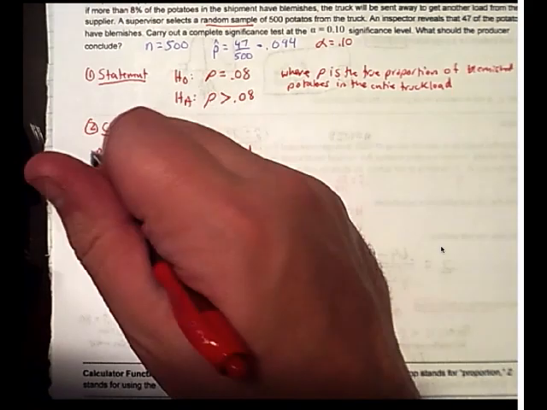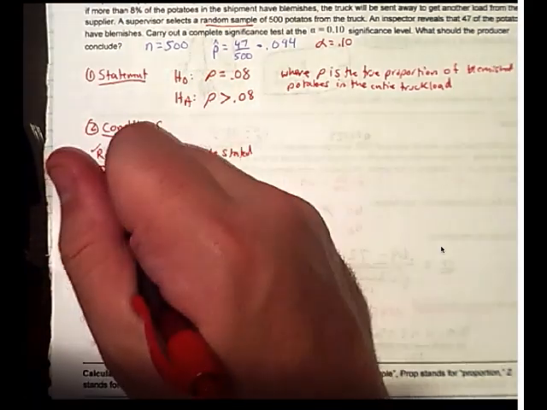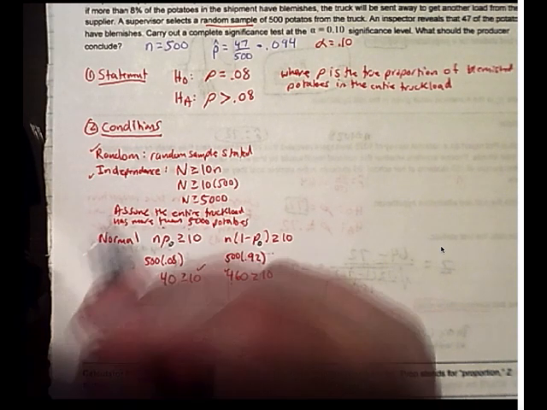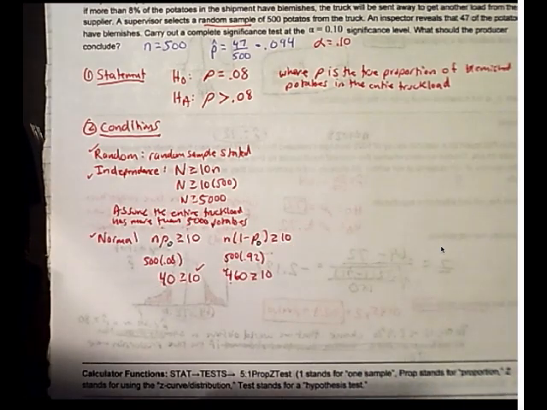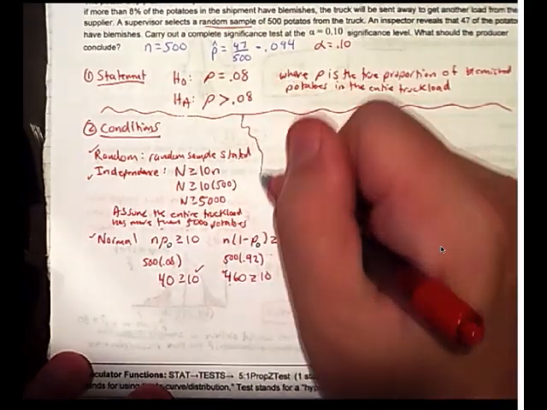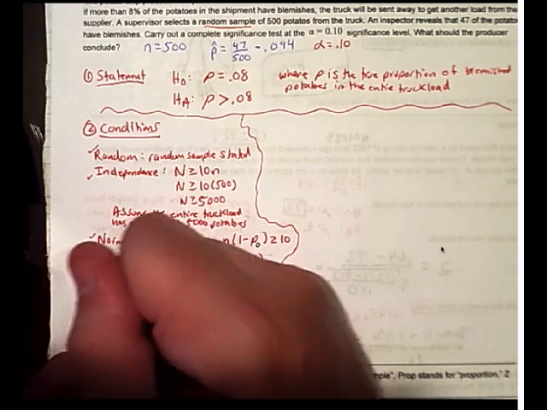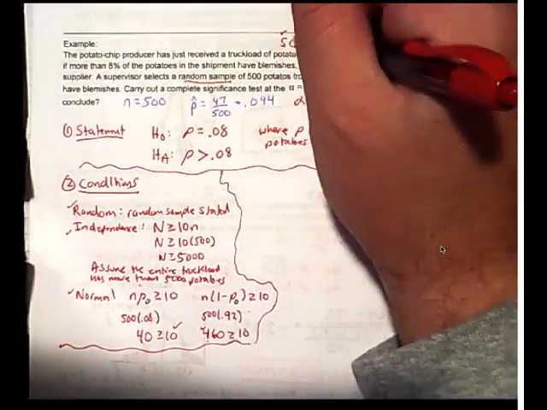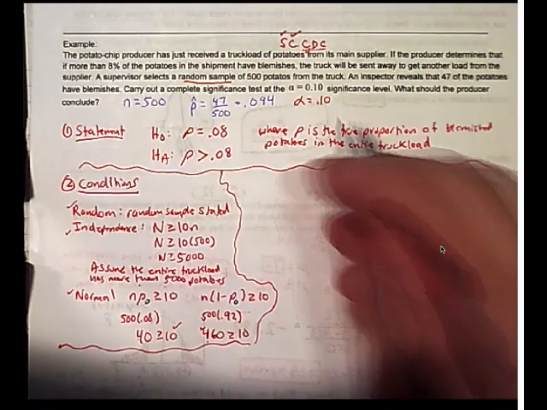All right. So we got the random condition. We made an assumption. That's a pretty safe assumption. You can put a lot of potatoes on a truck. And the normal condition checked out. So we got the statement done. We got the conditions done. Next, calculations.